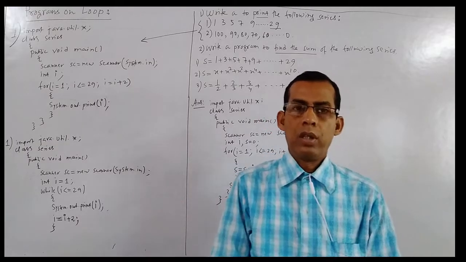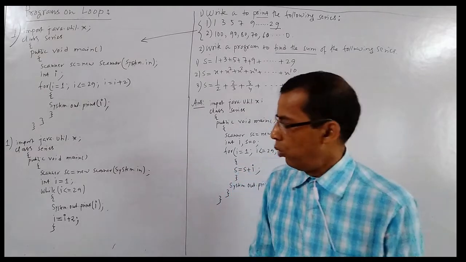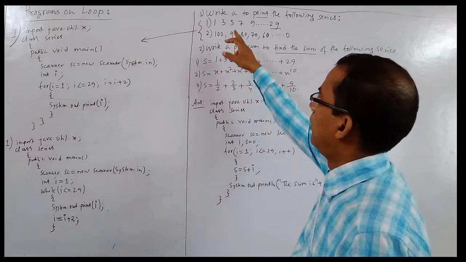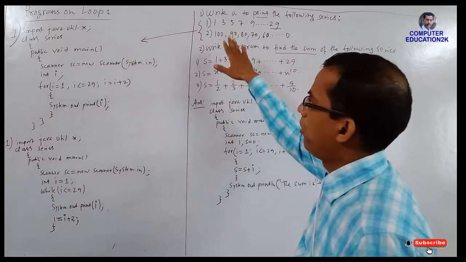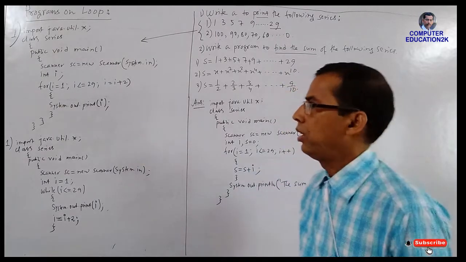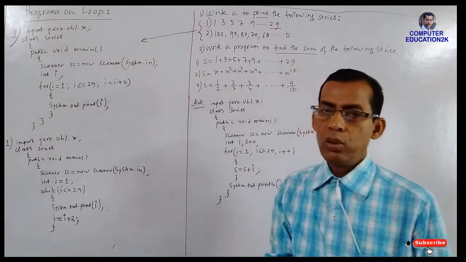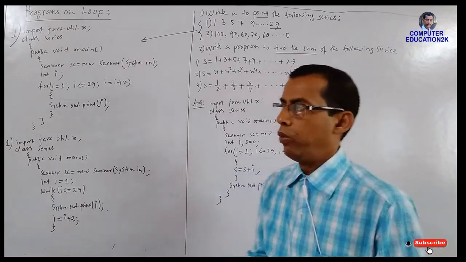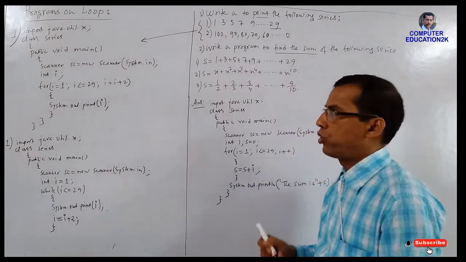Now we will do some programs on loops. See, these are the questions. We will solve this question using for loop, while loop and do while loop. I think this will help you to clear your doubts about how to write while loop, for loop and do while loop. Now you can just see the question.